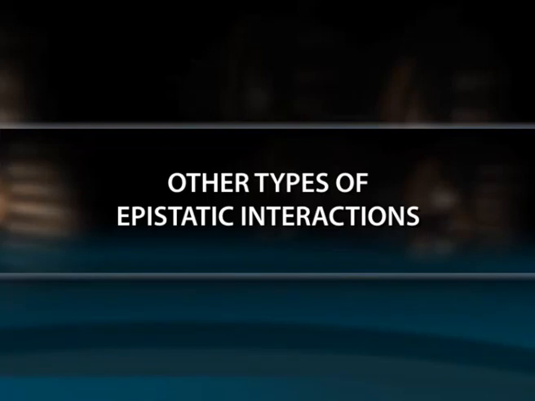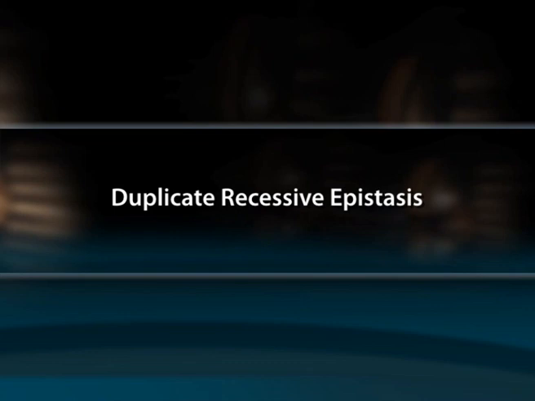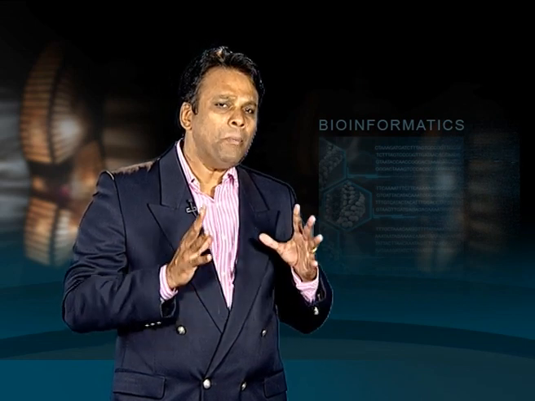Now, let us look into other types of epistatic interactions. One is duplicative recessive epistasis. Duplicate recessive epistasis is the complete dominance at both gene pairs. However, when either gene is homozygous recessive, it masks the expression of the other gene.